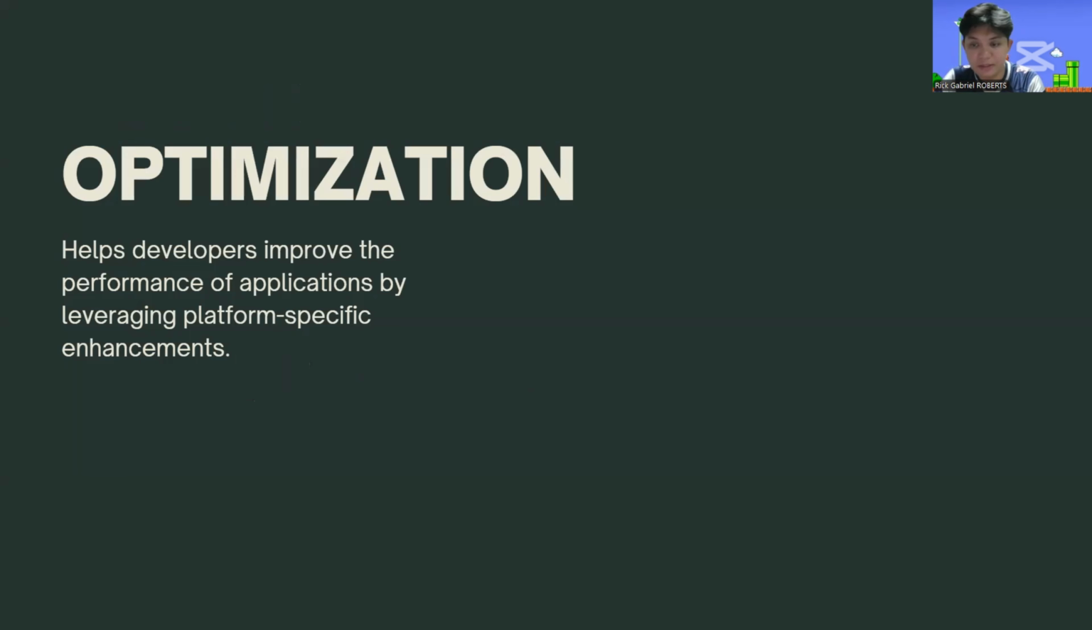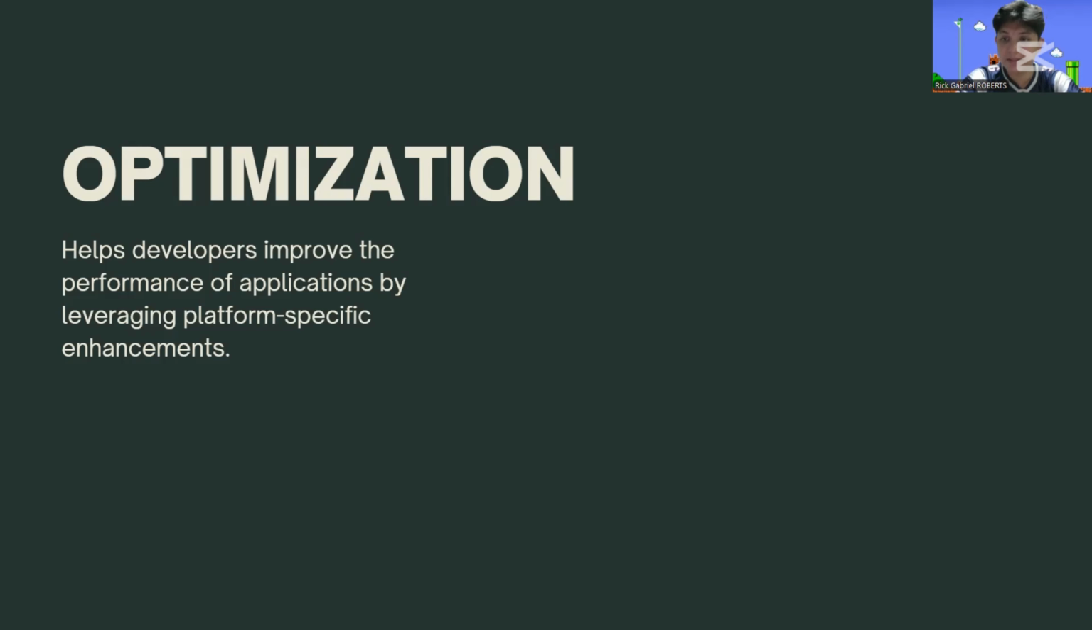Lastly, we have optimization, where the SDK helps developers enhance application performance by providing tools and resources that take advantage of platform-specific features. Those are the importance of SDK. Again, if you ask what is SDK, SDK is pre-built components and follow instructions provided.